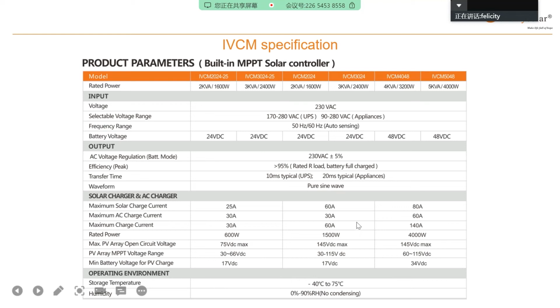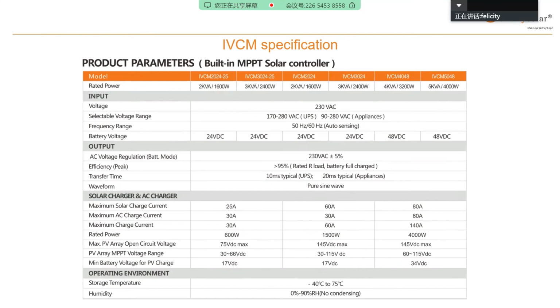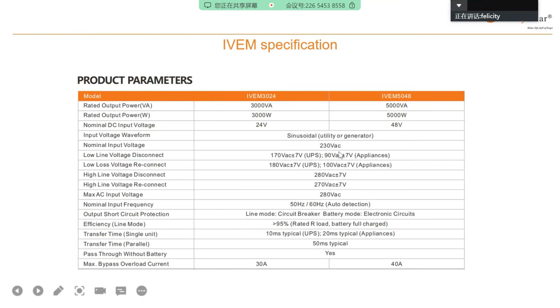Here you can see the PV area. Max PV open circuit voltage means the PV input voltage. This is the maximum, like IVCM 5 kVA is 145 volt. It's the maximum input. But for IVCP, you can see here the maximum is 105, and the range is from 60 to 72.